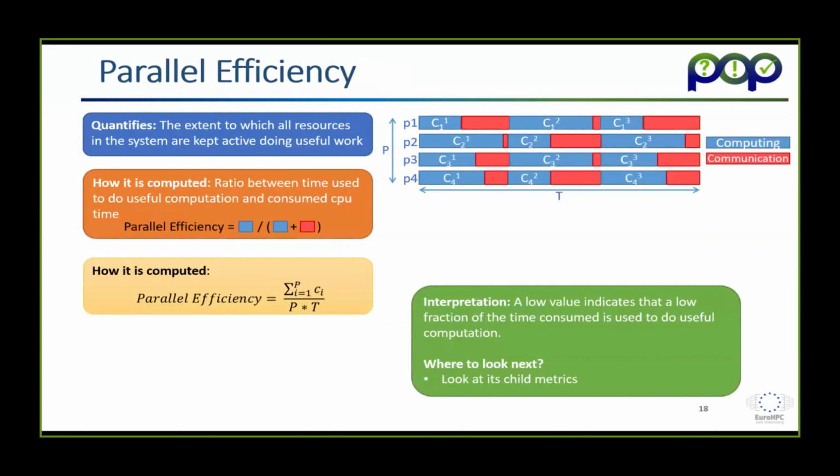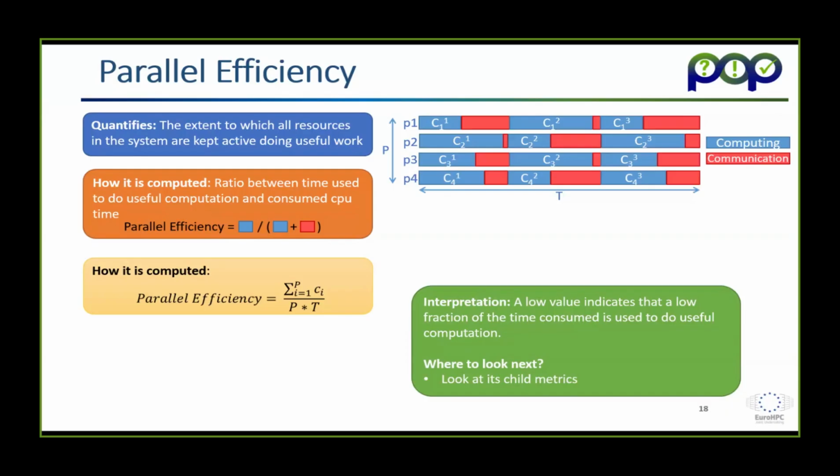So what's the parallel efficiency? If you remember, we have the global efficiency that is divided into the parallel efficiency and the computational scalability. What is the parallel efficiency? It is the amount of time that I'm computing, the blue here, divided by the total time that I'm using, in this case blue plus red. So this tells us, of all the time that I'm using the computational resources, how much time I'm using to do useful work. And this is the parallel efficiency.